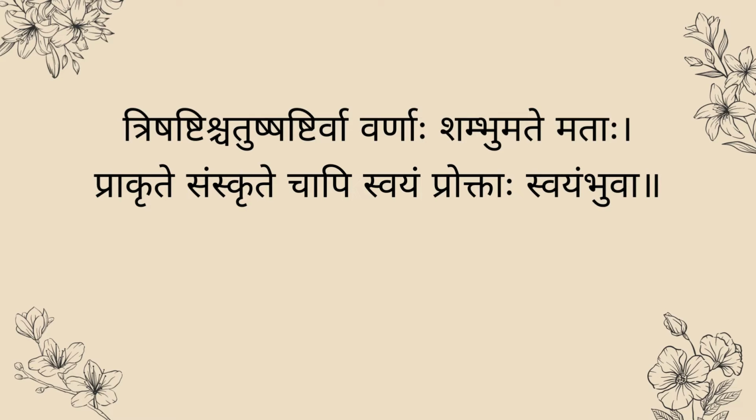So here Panini is telling that there are 63 or 64 alphabets in Sanskrit according to Shambhu. Shambhu was a grammarian who lived even before Panini. And Prakritam here refers to the Vedas and Samskritam refers to the Laukika Samskritam. So including Vaidika Samskritam and Laukika Samskritam, there are totally 63 or 64 alphabets.